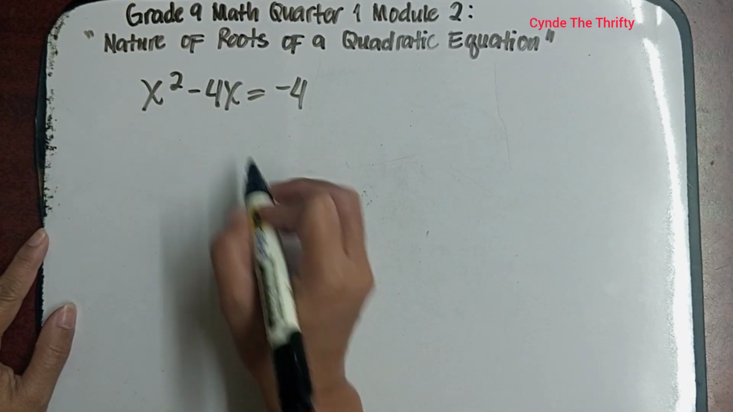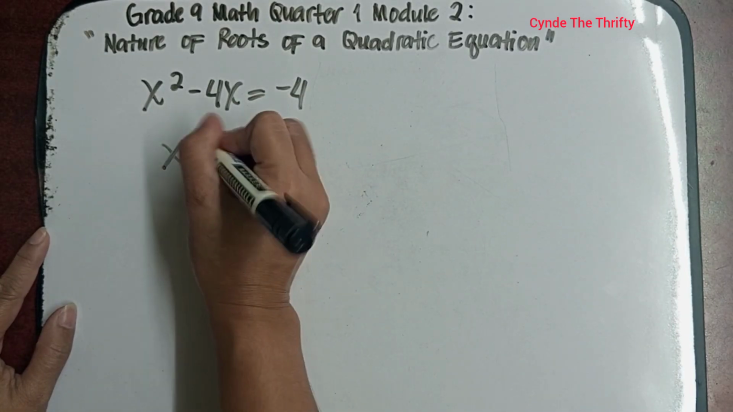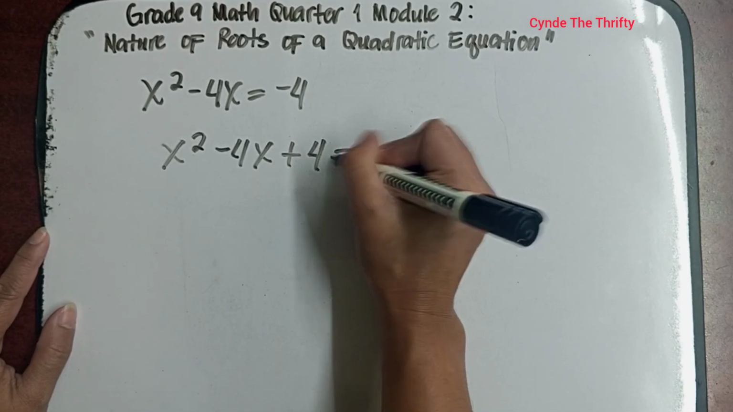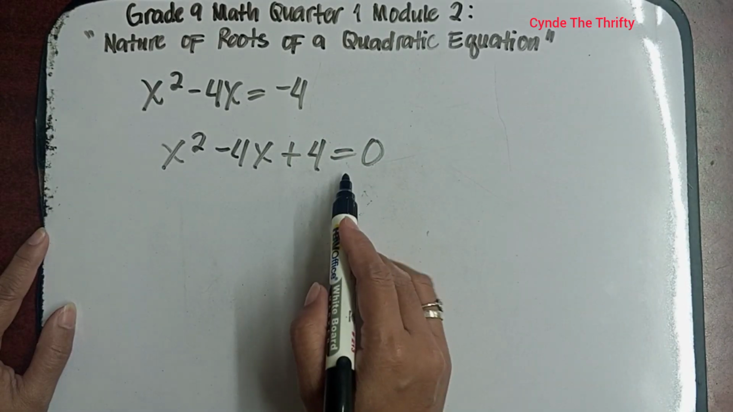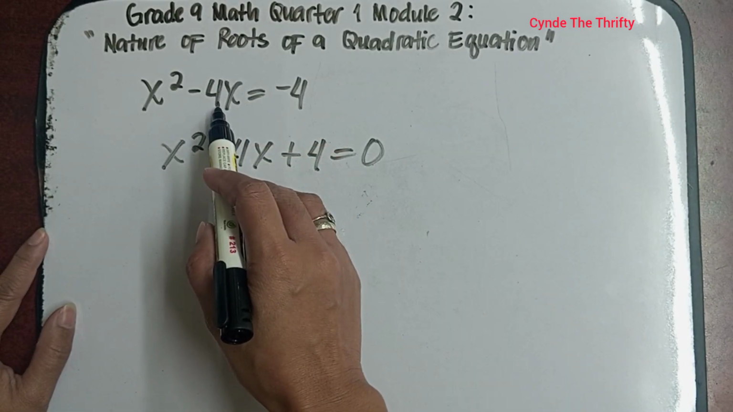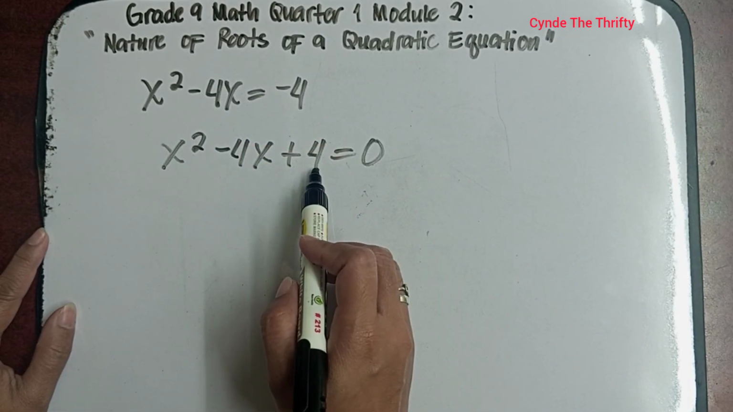So gawin natin siyang standard form, that is x squared minus 4x plus 4 is equal to 0. Okay, ito na yung standard form natin. Naging positive si 4 kasi nilipat natin sa kabilang side. So, naging positive 4 siya.